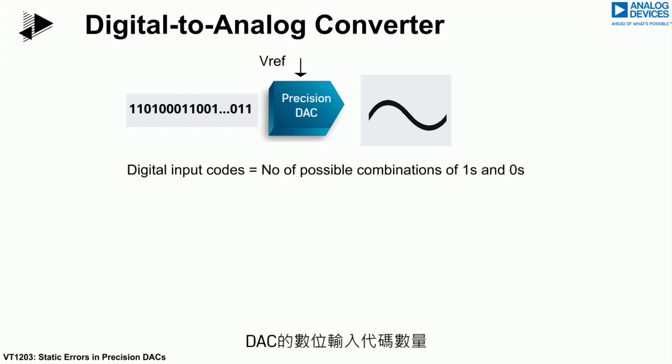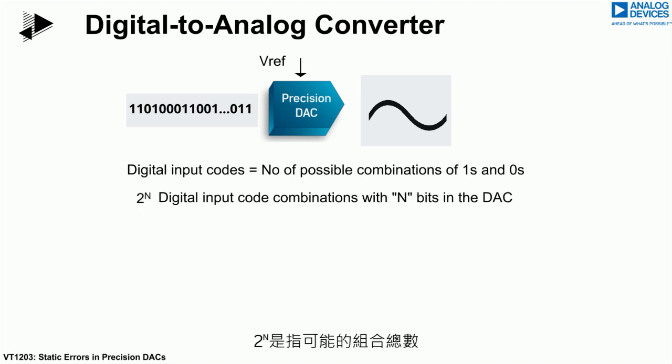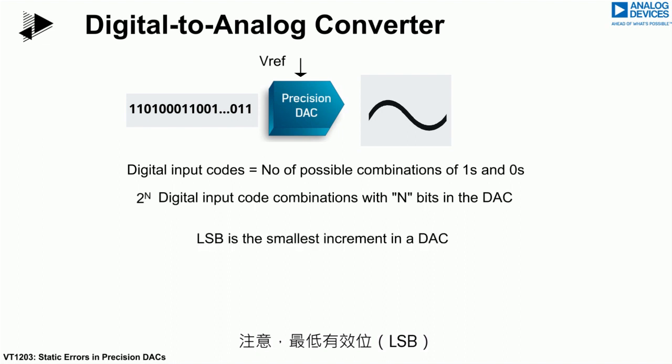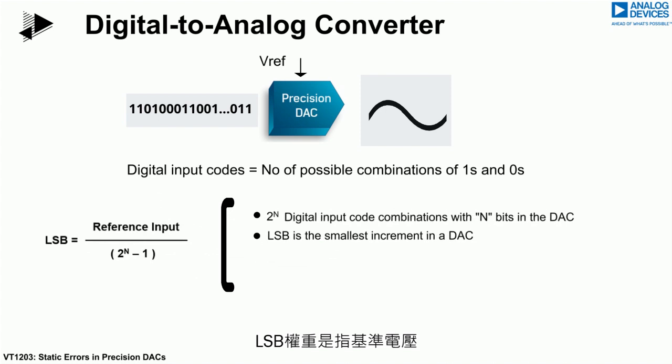The number of digital input codes of a DAC is the number of possible combinations of ones and zeros. 2^n is the total number of possible combinations, where n represents the number of bits. Remember that the least significant bit, or LSB, is the smallest increment in a DAC. The LSB weight is calculated as the reference voltage divided by the number of digital input codes.